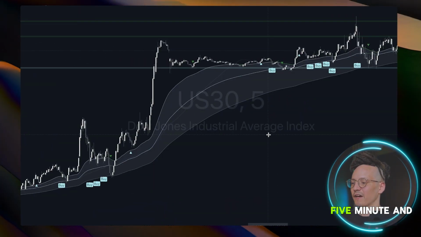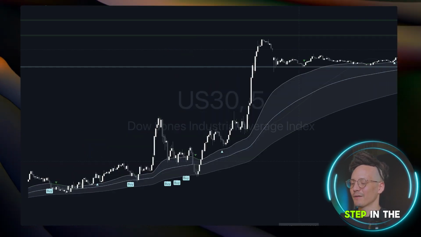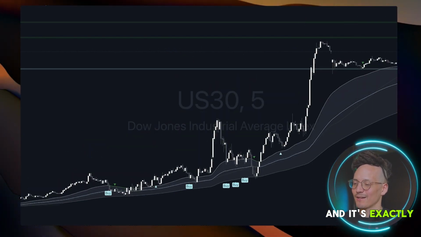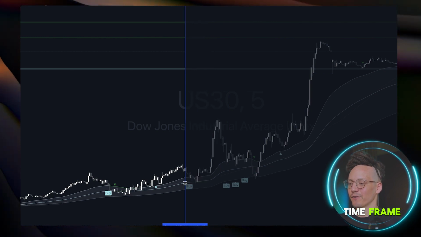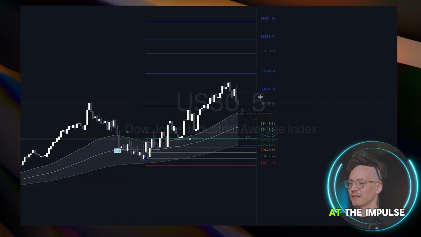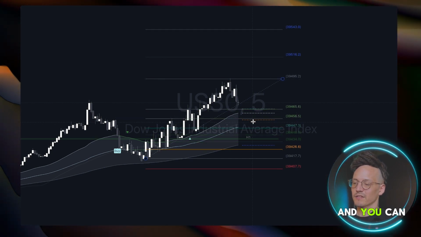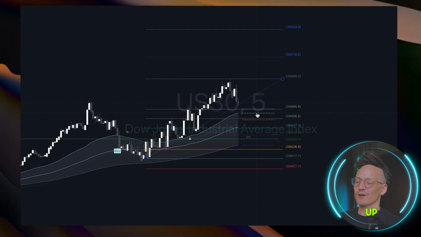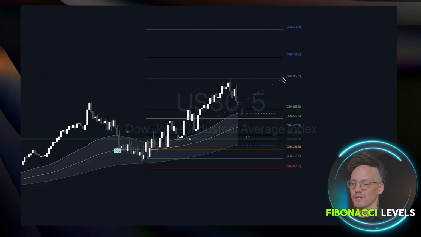So now we're looking at the 5-minute, and again, it's step by step in the rule book, and it's exactly what I was saying on the higher time frame. Let's just go ahead and use this for an example. Here we're going to put the Fibonacci at the impulse leg right to here, and you can see that these entries are lining up exactly to the Fibonacci levels.